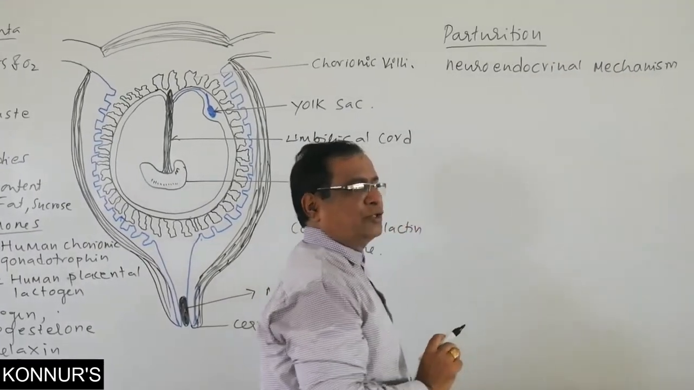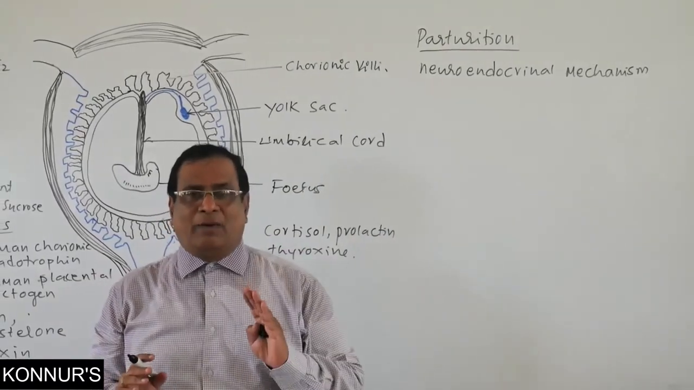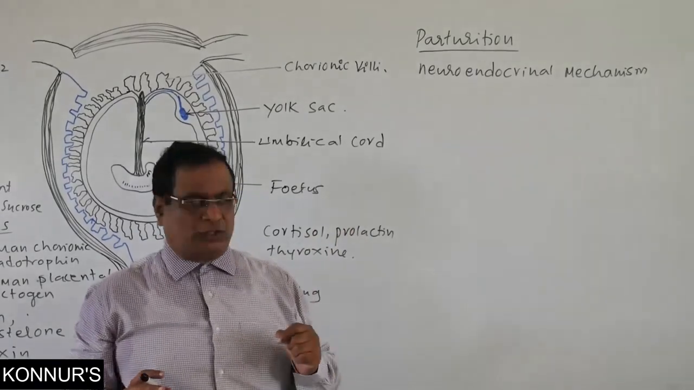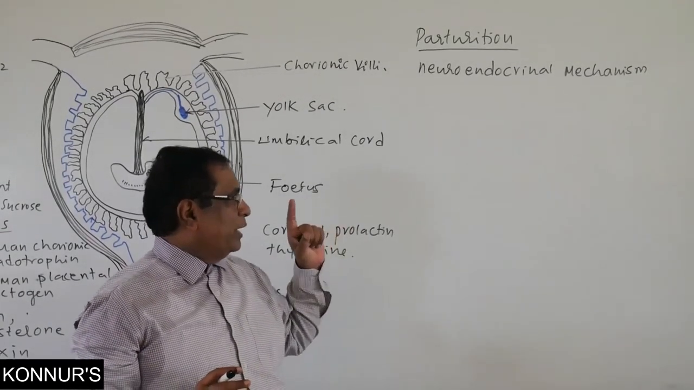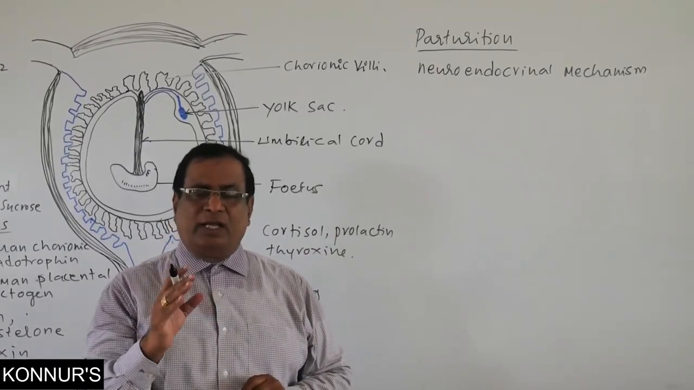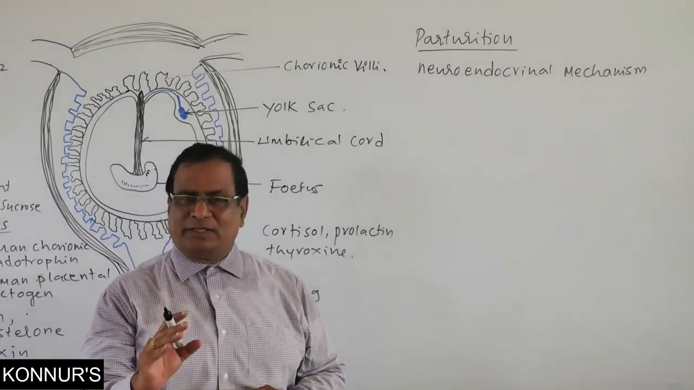It is under the control of the nervous system and is also under the control of hormones. Neuroendocrinal mechanism. Parturition is a neuroendocrinal mechanism. It means it is under the control of the nervous system and is also under the control of hormonal secretions.